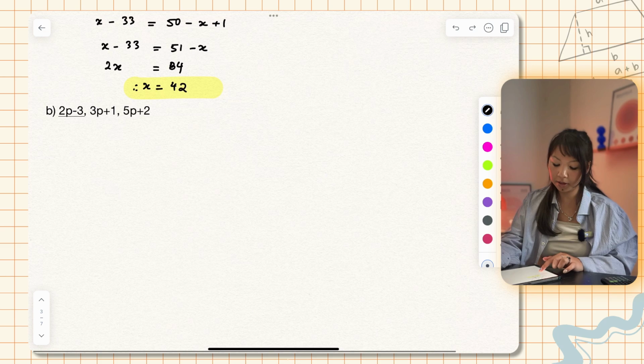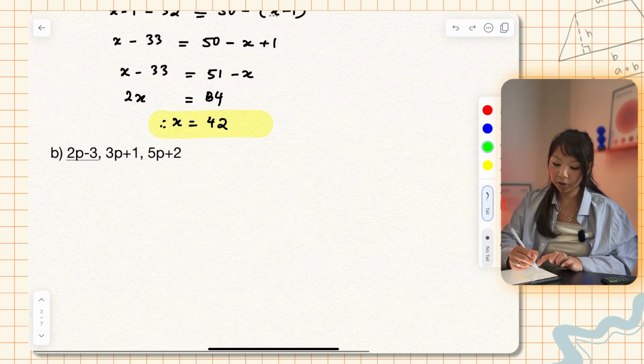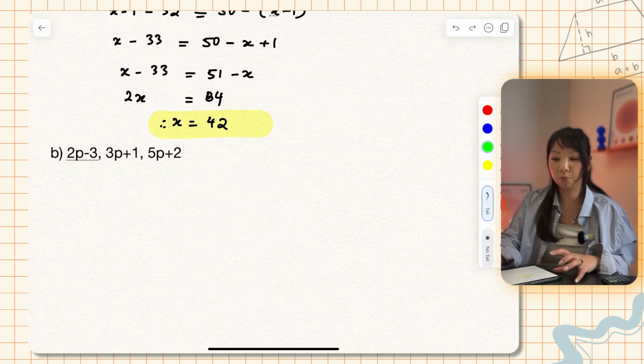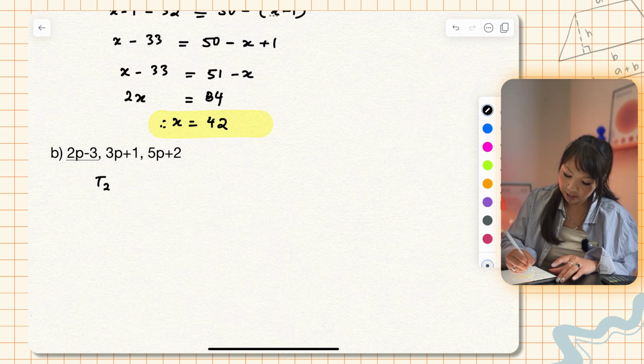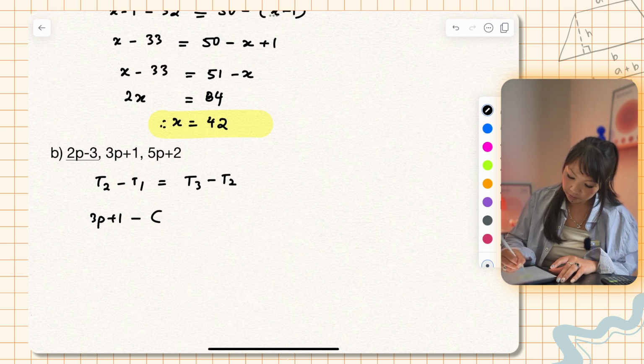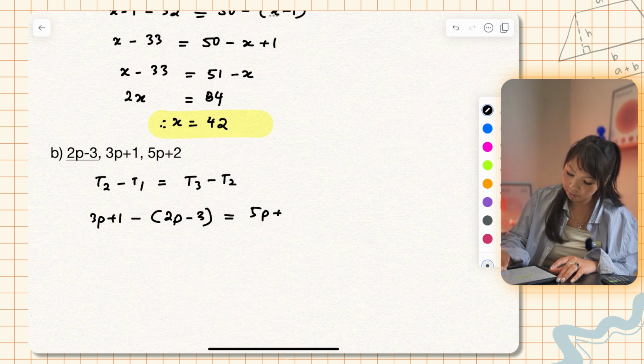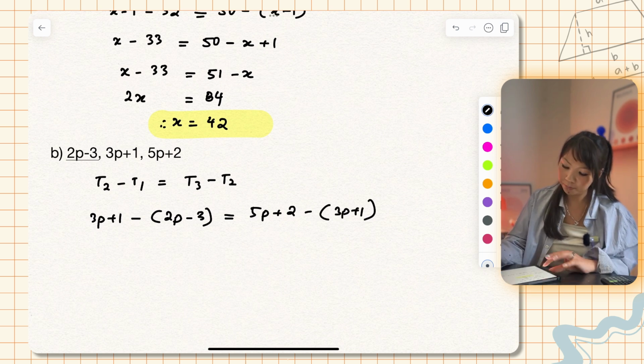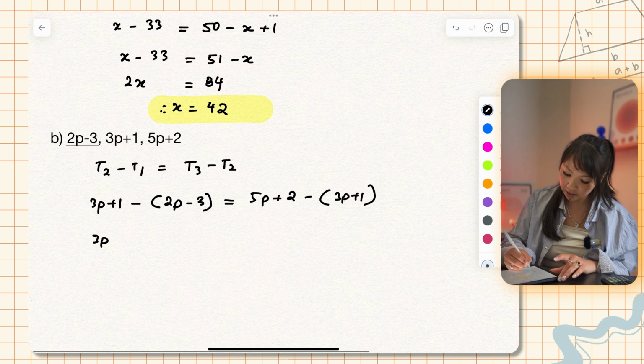Now we're going to do the same thing for these next 3 terms when we're looking for the pronumeral p. Now we know that it is an AP, so I can plug it into this formula. T2 is 3p + 1, T1 is 2p - 3, make sure it's in brackets, and then we get 5p + 2 is T3, and then T2 is 3p + 1. Okay, so now we just need to expand this out.